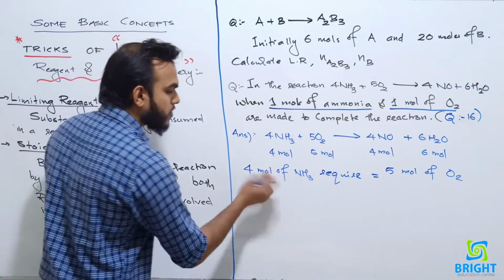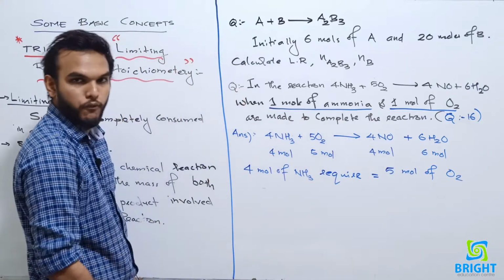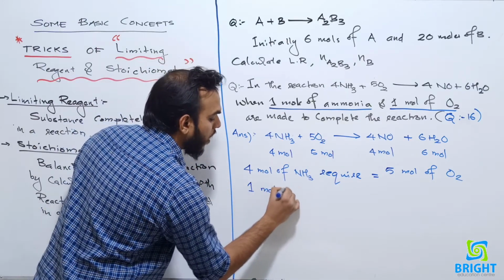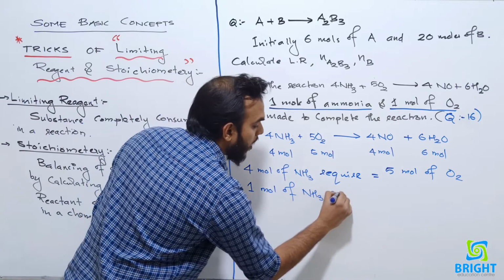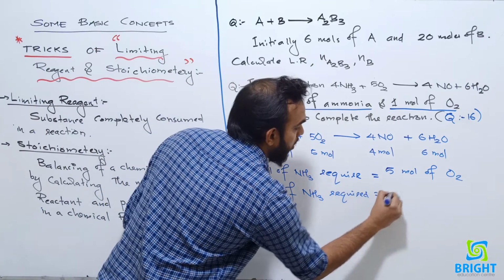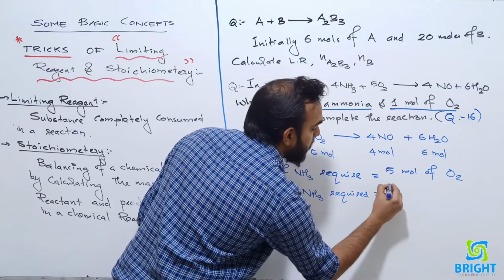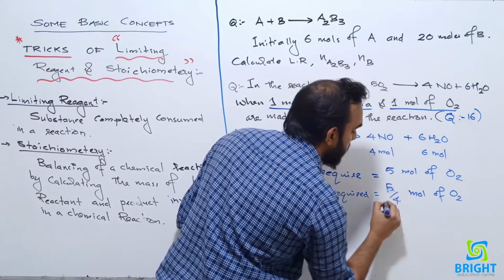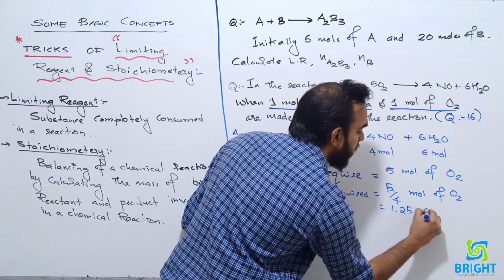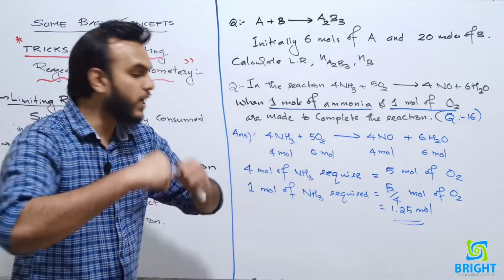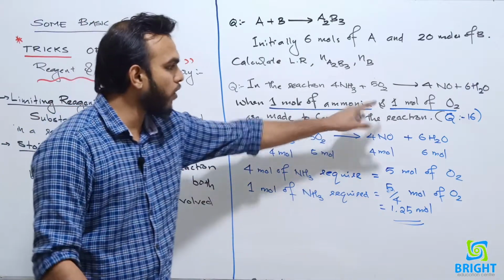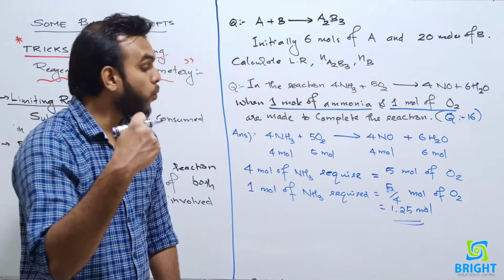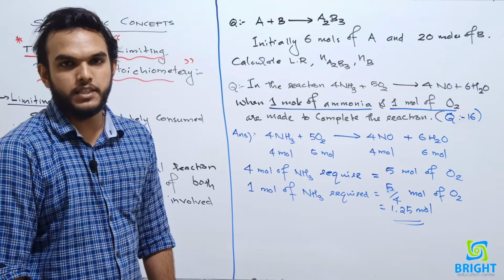I am dividing this whole reaction, left side and right side, by 4. I am getting 1 mole of ammonia requiring 5 by 4, 5 divided by 4 moles of oxygen. 5 by 4 is equal to 1.25 moles. So it will consume the full oxygen. We have only 1 mole of oxygen, so it consumed more than 1 mole of oxygen, that is, it consumed 1.25 moles of oxygen. That's the condition. Is that clear?